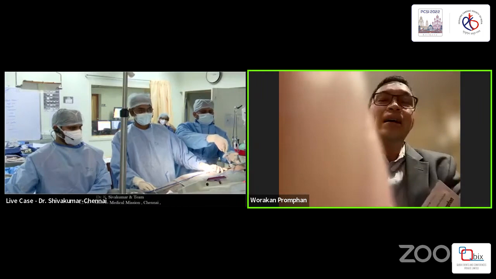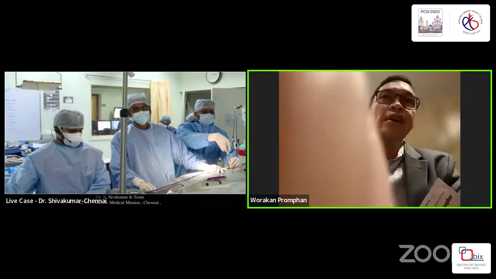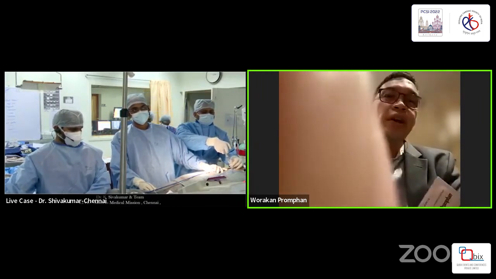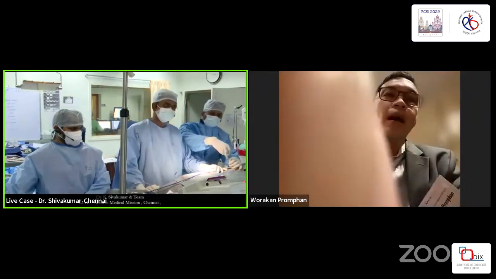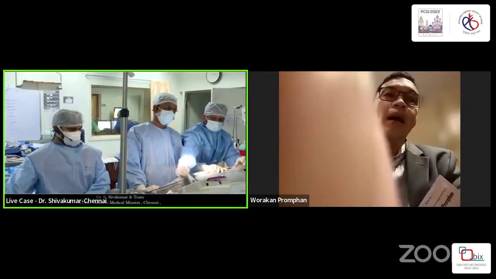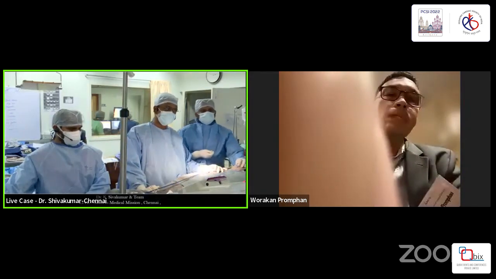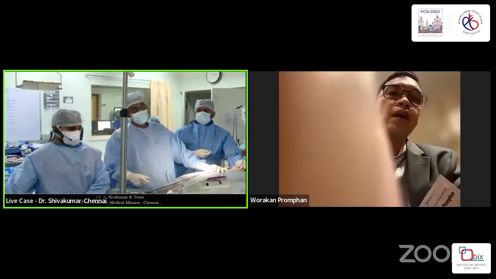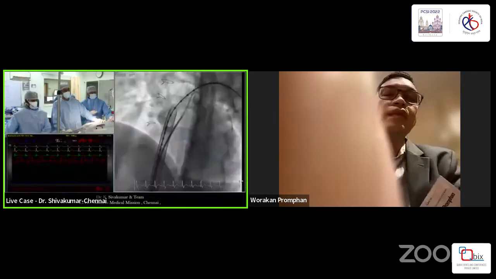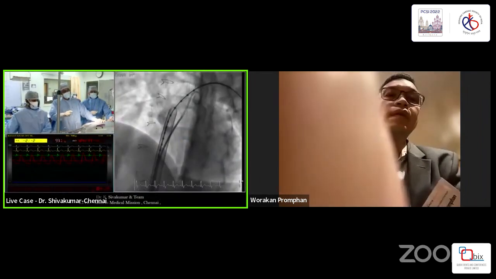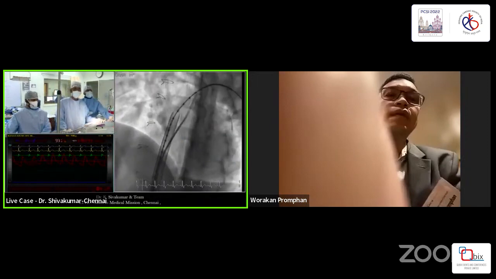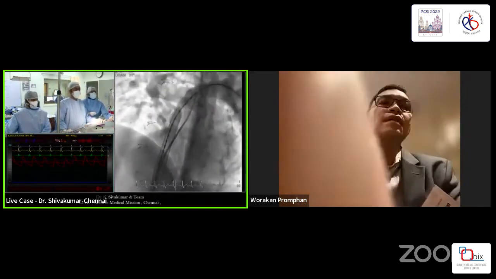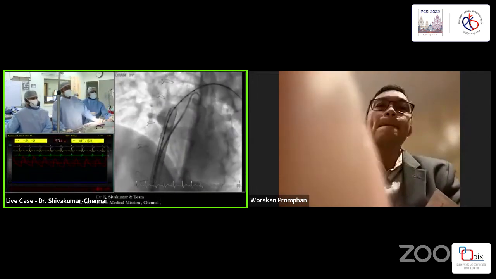Just a question to you, Shiva. If I understand correctly, the balloon interrogation maximum diameter was just 32 millimeter, right? Varakan, in a couple of views it was 32, and in one of the views it was 36. I will show you some live images that I have acquired today with the marker pigtail. Maybe I'll show you 3 images and then we will discuss it further. So this is the LAO cranial projection that we have got today.